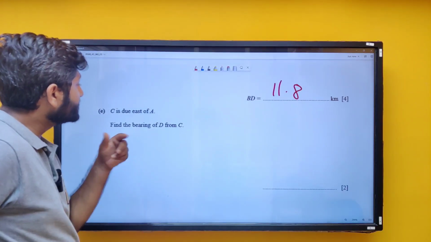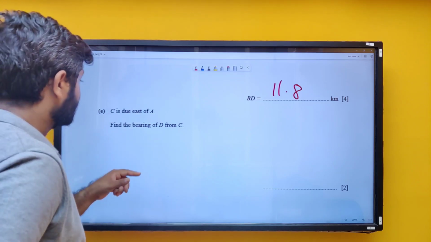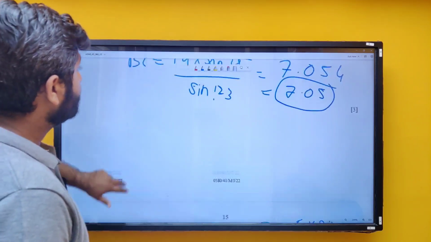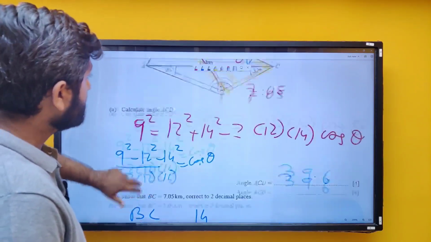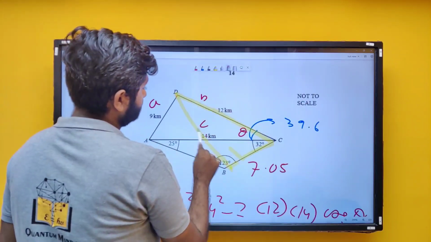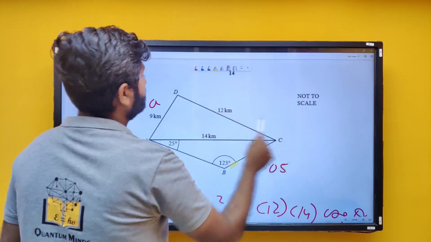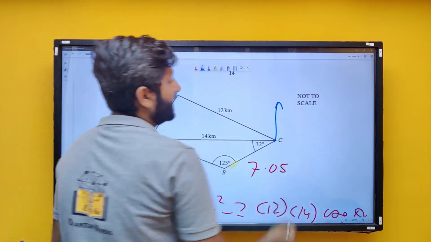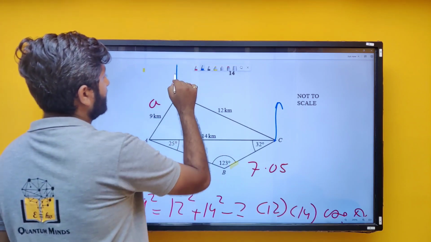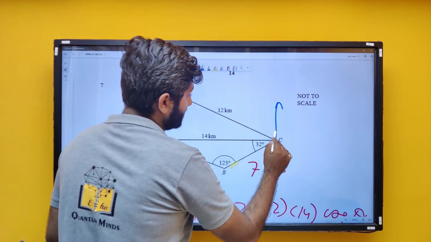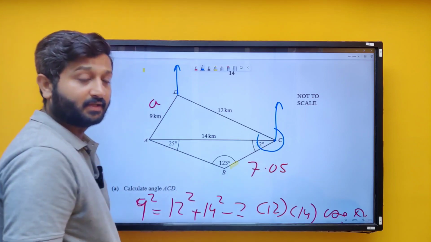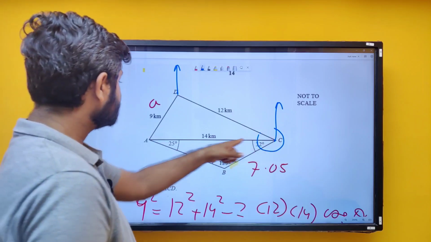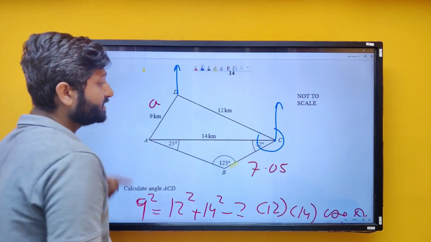C is due east of A. Find the bearing of D from C. Let me erase this once again. From C indicates I am standing at C, and I am supposed to find the bearing of D from C. So I am supposed to find this angle. Now it has been given that C is due east of A.